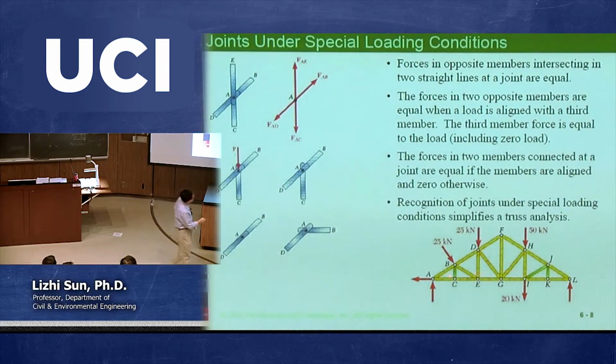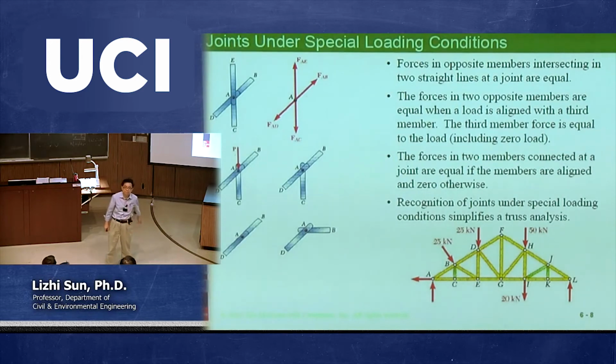Now, let's go to this point, joint K. So joint K, we have 3 members connected, right? 3 members connected, and then 2 of them in one direction. This one, this and this are in one direction. Then obviously the third one should have 0 force.